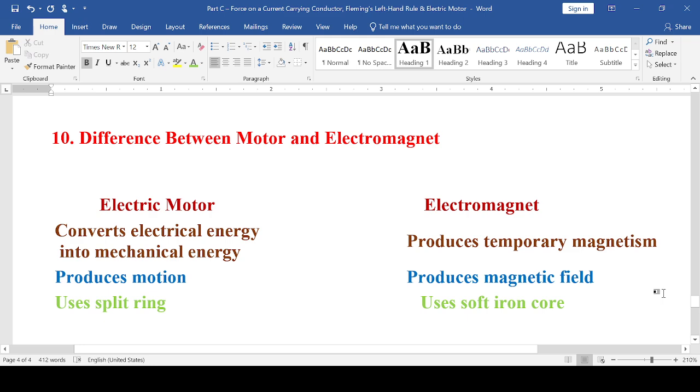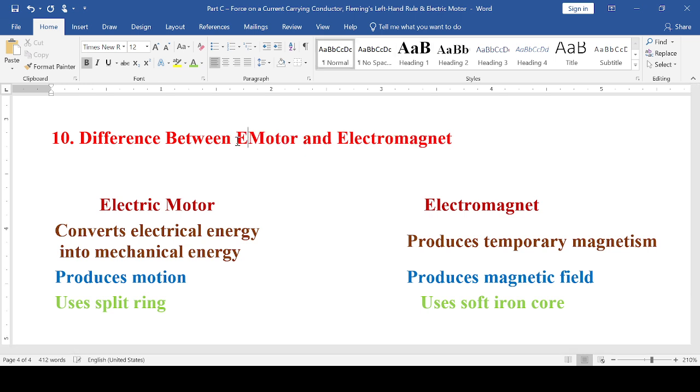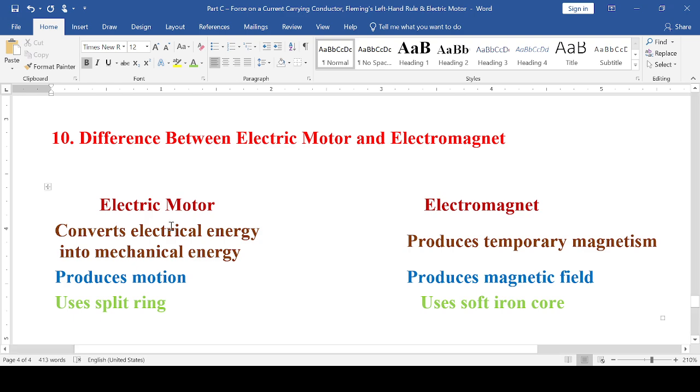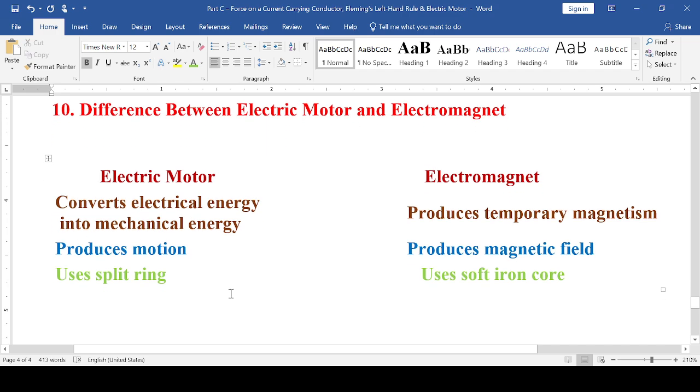So what is the difference between an electric motor and an electromagnet? An electric motor converts electrical energy into mechanical energy, and an electromagnet produces temporary magnetism. The electric motor produces motion, the electromagnet produces a magnetic field. An electric motor uses split rings, an electromagnet uses a soft iron core.